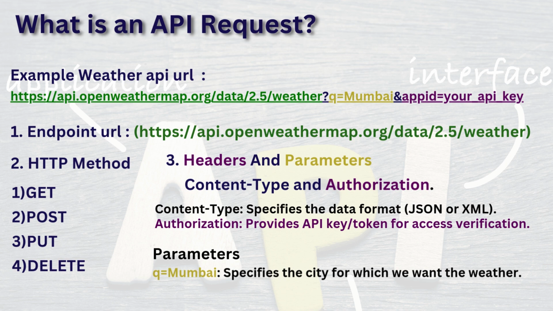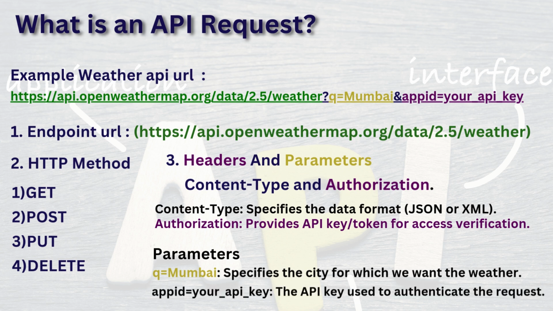And the parameters are extra details sent with the request to refine it. In this case, the parameters are q=Mumbai, which specifies the city for which we want the weather, and appid, the API key, which is used to authenticate the request. These parameters are added in the endpoint URL as a query string after a question mark. If you add multiple parameters, they are separated by an ampersand.